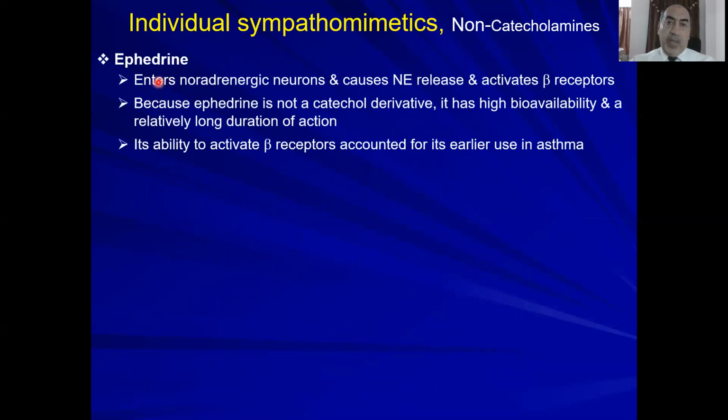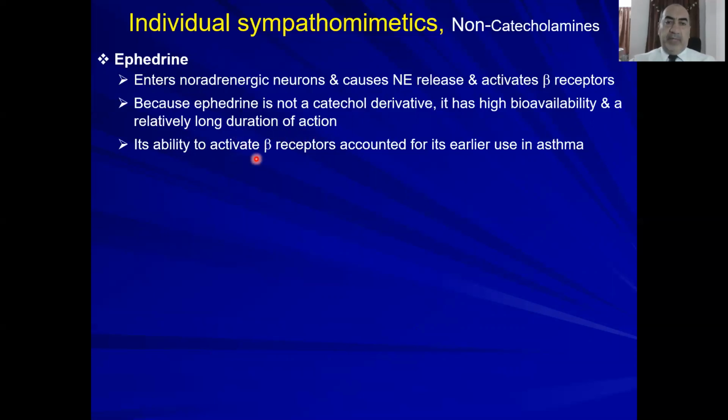Ephedrine, if you remember, we said it's dual acting, right? So number one, it enters the noradrenergic neurons and facilitates norepinephrine release, and it also activates beta receptors with some effect on alpha receptors. Because it's not a catechol derivative. Do you remember we talked about catecholamines? Adrenaline, noradrenaline, dopamine, isoproterenol, all of these are catecholamines. This guy is not a catecholamine. So it's not a substrate for COMT, catechol-O-methyltransferase. This will increase its bioavailability and increase its duration of action.